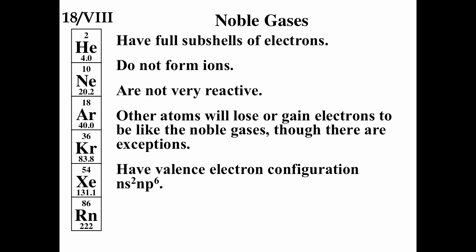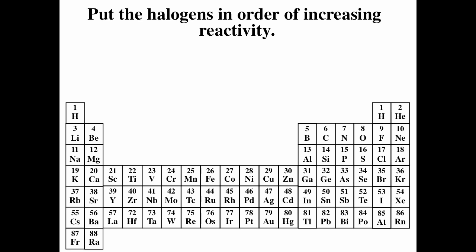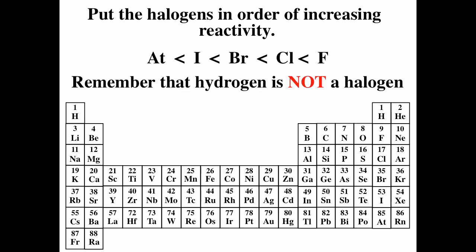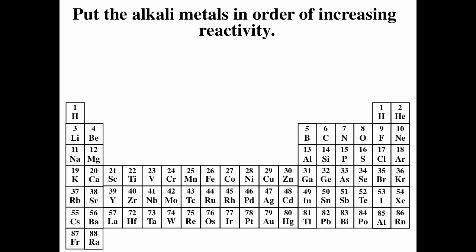Now, an interesting question you could be asked is to put the halogens in order of increasing reactivity. Halogens are the column second to the right. Those are nonmetals that want to gain electrons. From the periodic trends, we know that the best at gaining electrons should be fluorine. So fluorine is going to be the most reactive halogen in general, and astatine should be the least. Remember that hydrogen sometimes is put above the alkali metals, sometimes above the halogens, but it's not a member of any group. You could also ask, what is the most reactive alkali metal?